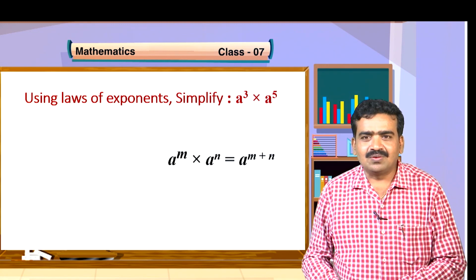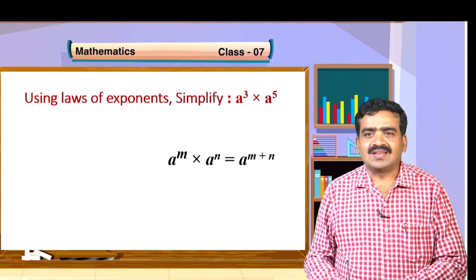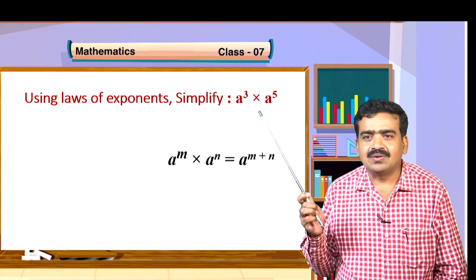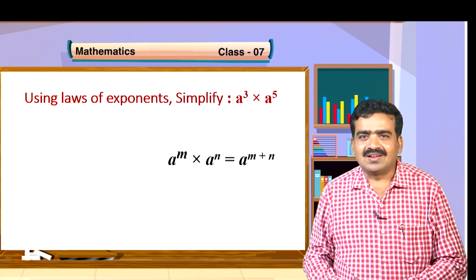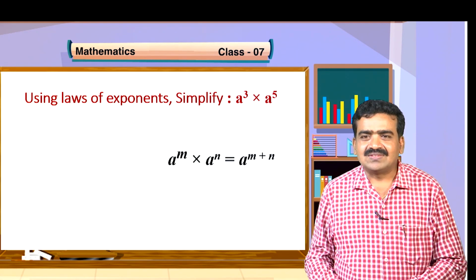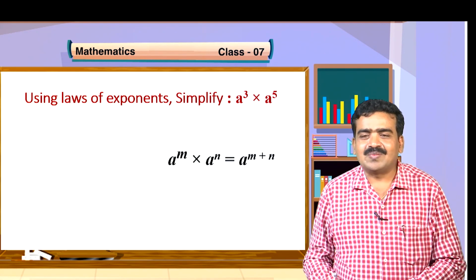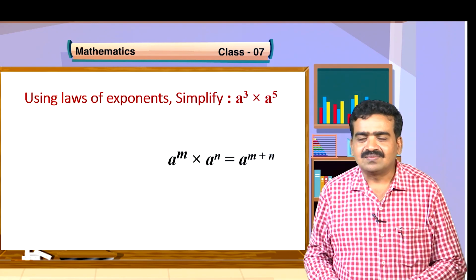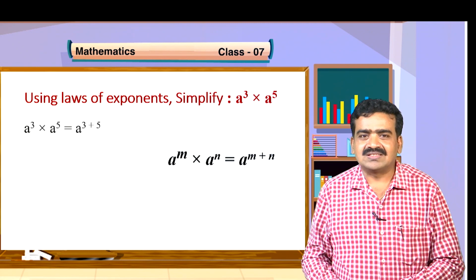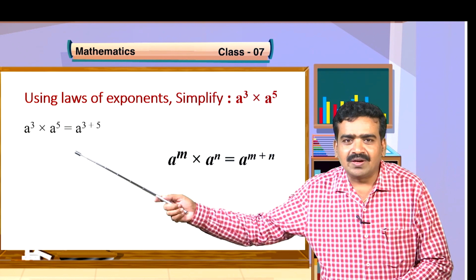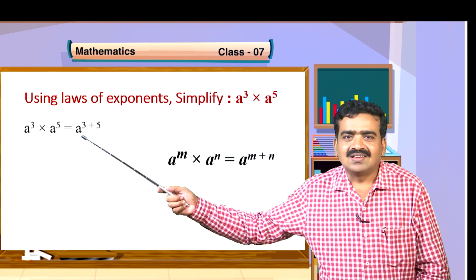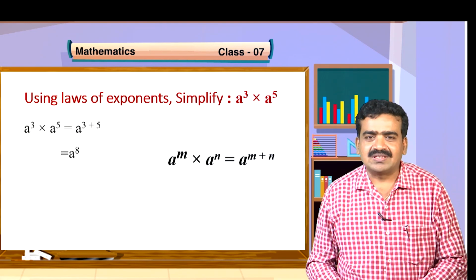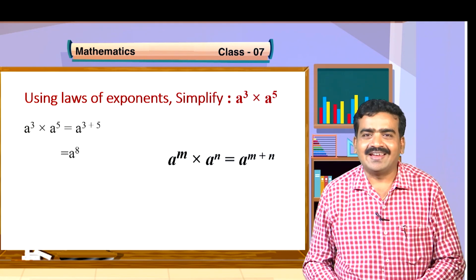So, I am giving you one more example for you. You have to find the product of a cubed into a to the power of 5. Here, which is the base? You are right, a is the base. What about the powers of the two exponents? 3 and 5. What you have to do? Yes, you have to write a cube into a to the power of 5 as it is, which is equal to a to the power of 3 plus 5, which gives us a to the power of 8.